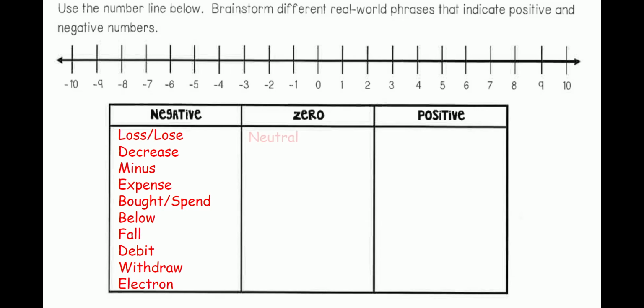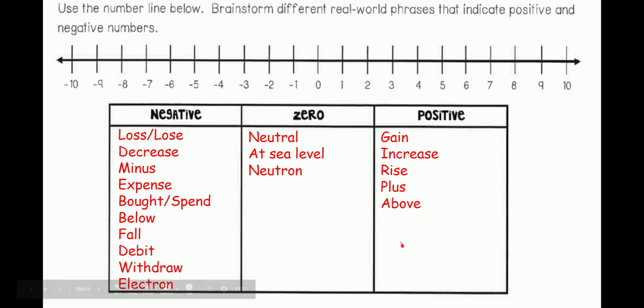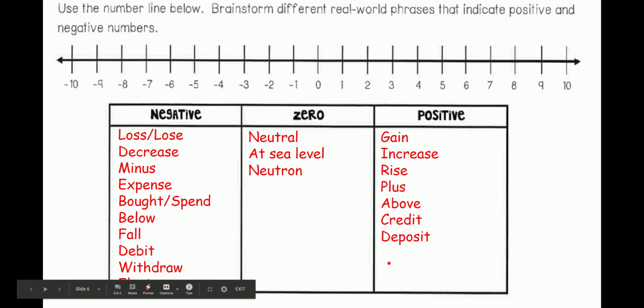Zero: 3 words that are related to 0 are neutral, at sea level, and neutron. Now, neutron is like the not positive, not negative part of an atom, so it's kind of a weird science word. And finally, positive. What are the words that have to do with positive? We have gain, increase, rise, plus, above. So going up, gaining, increasing, rising, that's all positive. Credit, kind of like extra credit, that's positive. Deposit, that's putting money in the bank, you're getting more. Proton is the positive part of an atom in science.